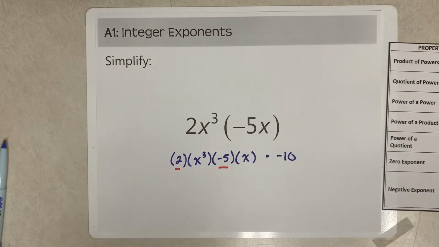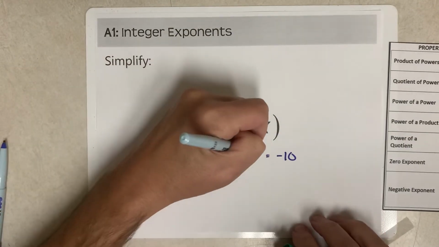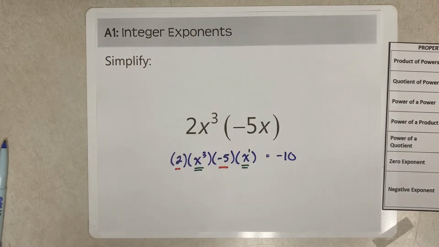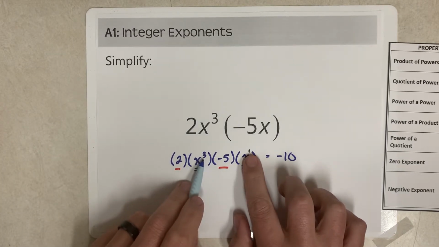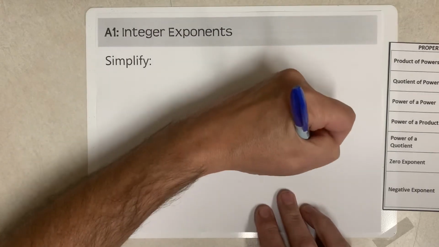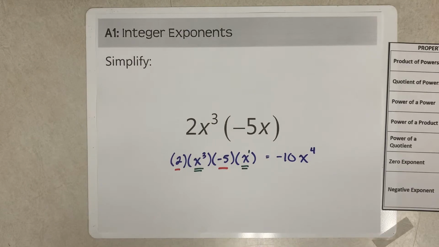Okay, so now let's talk about the x's. So I have an x cubed and another single x to the first power. Again, they're side by side, so you add the exponents, and 3 plus 1 makes 4. So I have x to the 4th power, and then this would be my final answer for that one, -10x to the 4th.